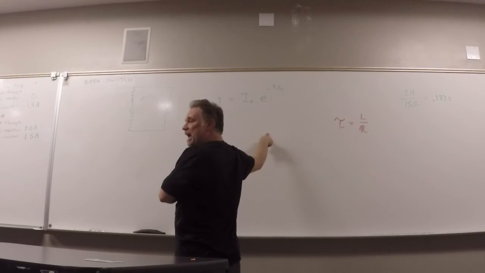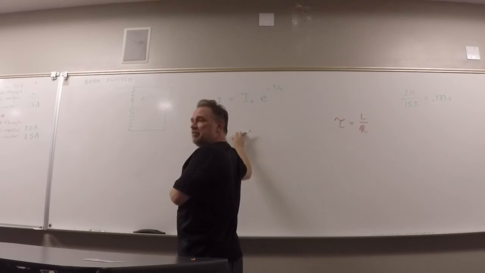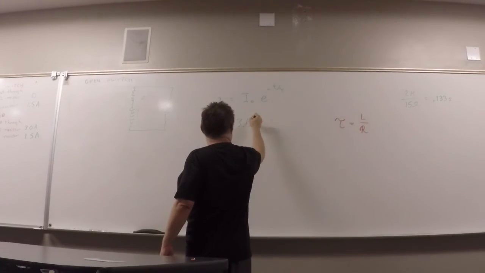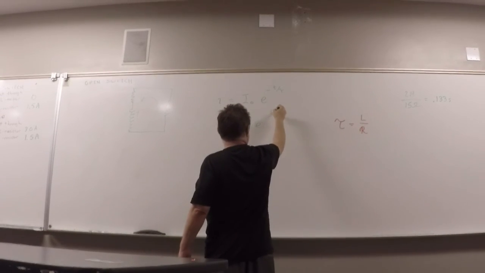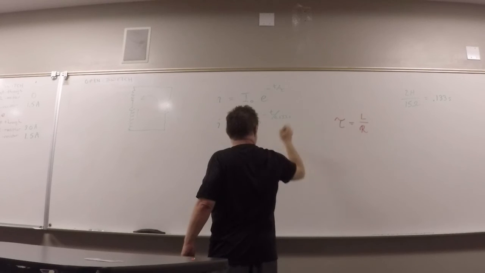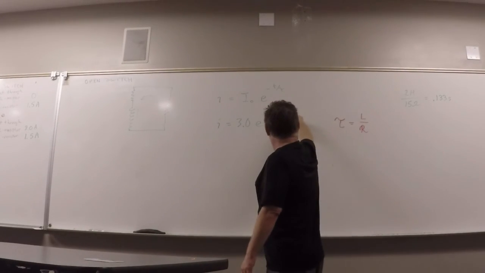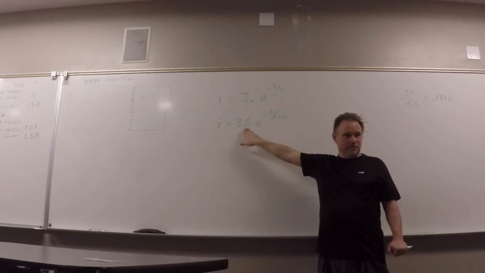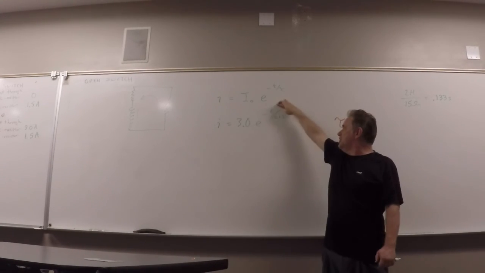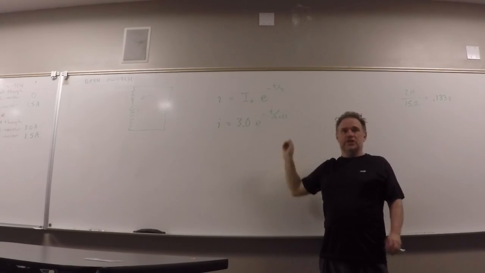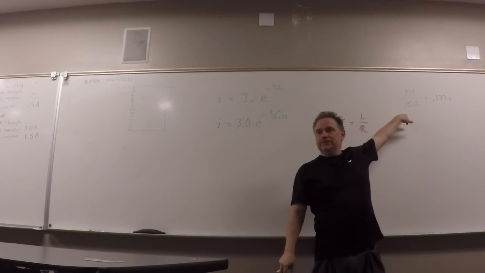That's tau. It's the inductance divided by the resistance. And so then we get our current is equal to 3 amps e to the minus t over 0.133 seconds. I'm going to suppress my units. So 3 has units of amps, t has units of seconds, as does our time constant tau. A henry divided by an ohm is a second.